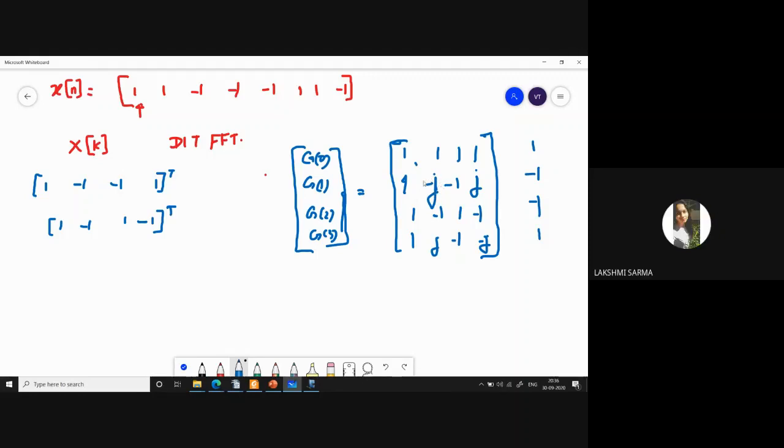W4 is equal to e raised to minus j 2 pi by 4, which is e raised to minus j pi by 2, which is equal to cos pi by 2, which is 0, minus j sin pi by 2. What is sin pi by 2? It is 1, so W4 is equal to minus j. So this is minus j.